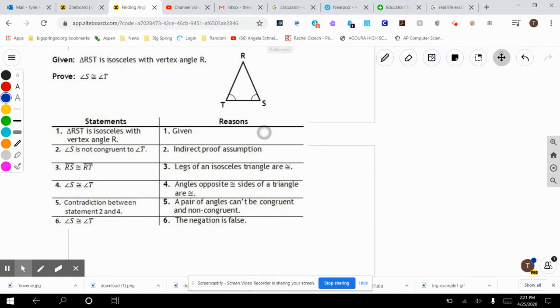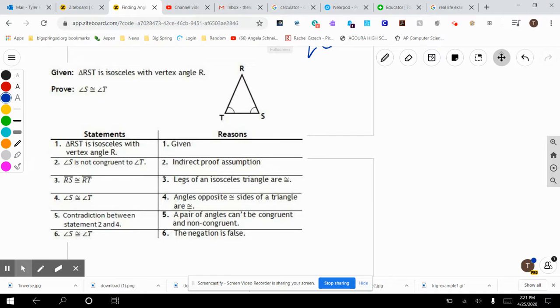So another example here. It says triangle RST is isosceles with vertex angle R. So again, we always start with what's given. Now, S is not congruent to T, indirect proof assumption. This one we have to be careful with, and this is not something you're going to run into. But basically we can assume that because it doesn't say it's equilateral. So the next statement is RS is congruent to RT. That's the definition of an isosceles triangle, that the legs are congruent. Angle S is congruent to T because angles opposite of congruent sides are always congruent in a triangle.